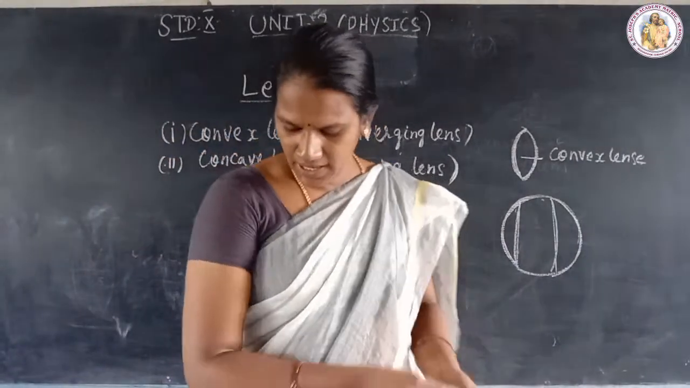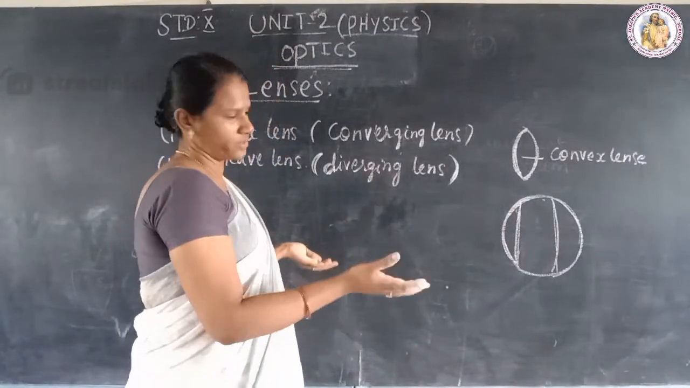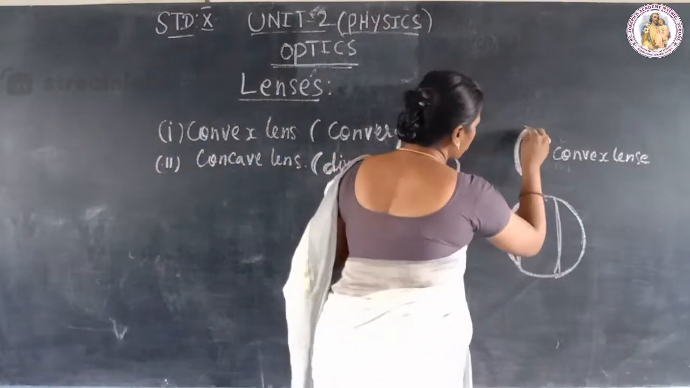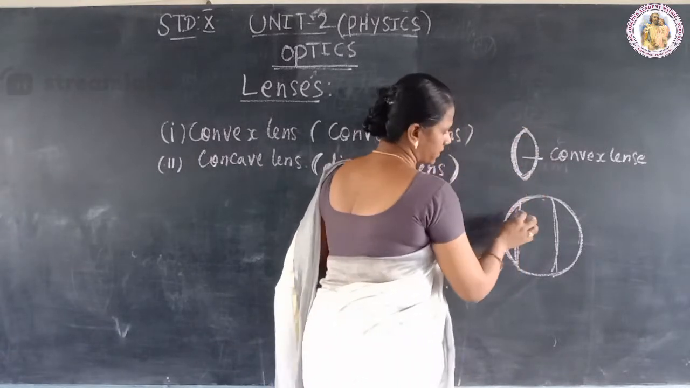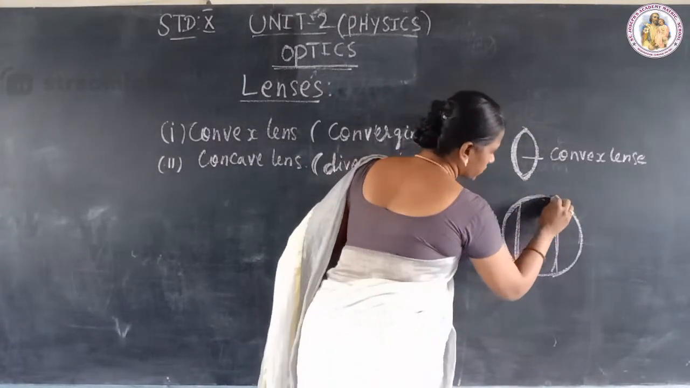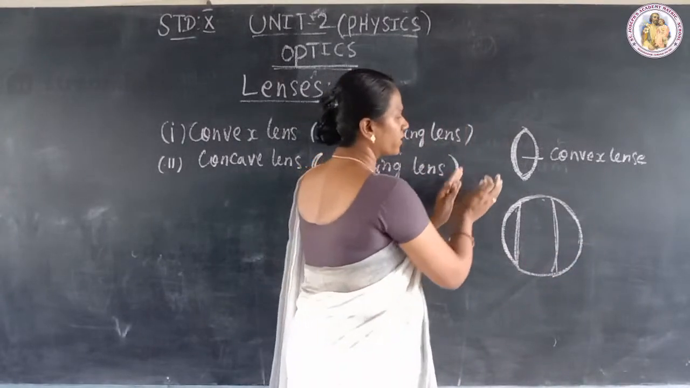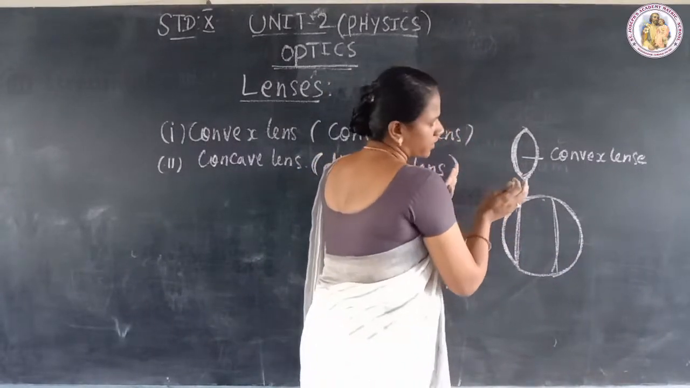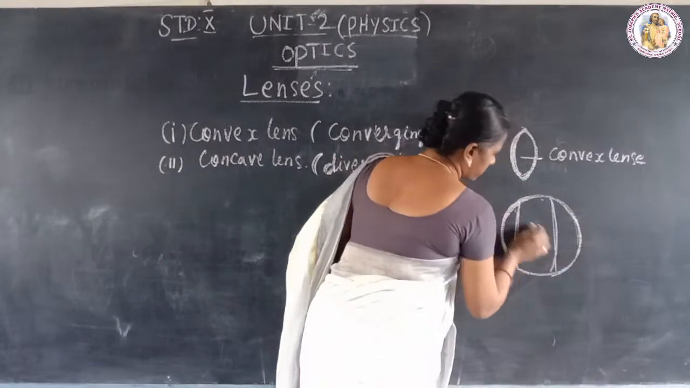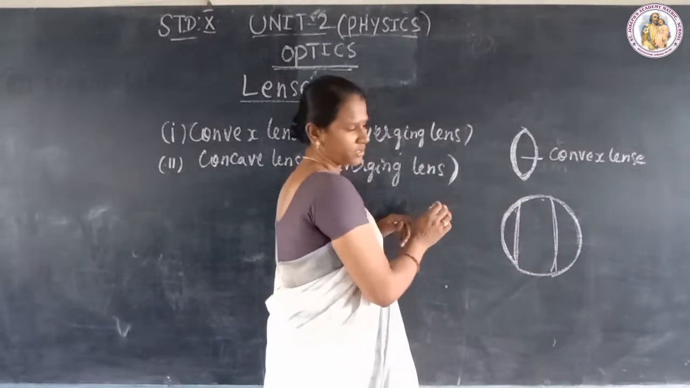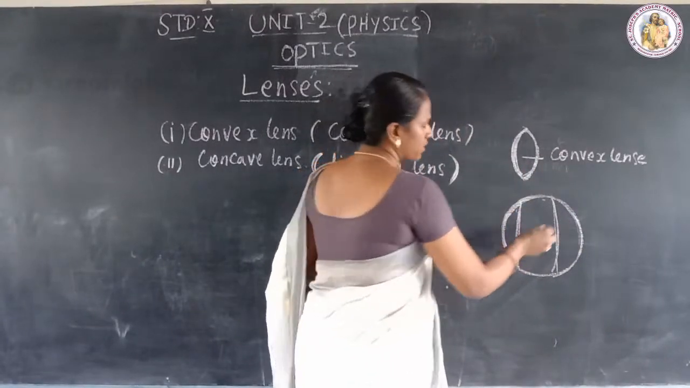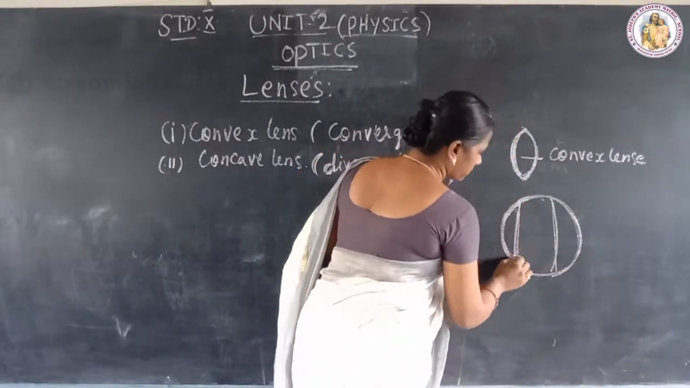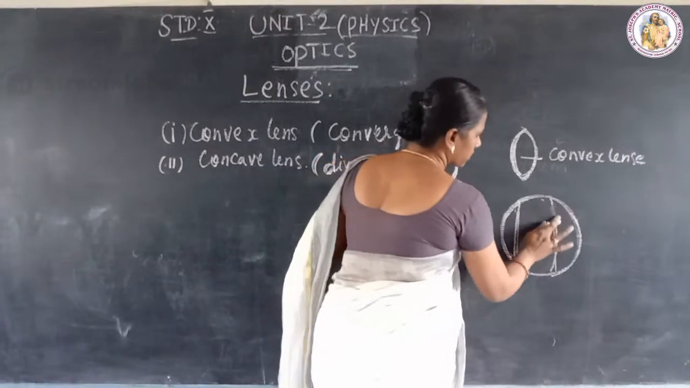Here the spherical surface is curved outward. I took the two parts. The convex lens is a part of the spherical mirror. Two parts of the spherical mirror make a convex lens, this side and this side.